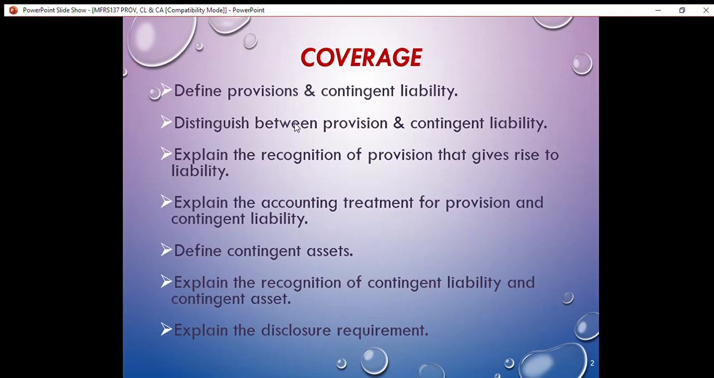Followed by the difference between provision and contingent liability, recognition of provision that gives rise to liability, the accounting treatment for provision and contingent liabilities, contingent assets, the definition of contingent asset, recognition of contingent liability and contingent asset, and finally the disclosure requirements of provisions, contingent liability and contingent asset.